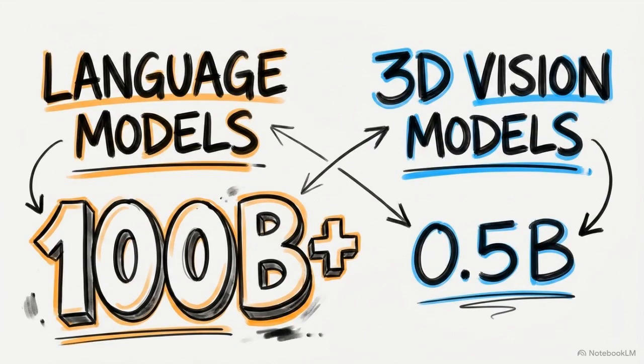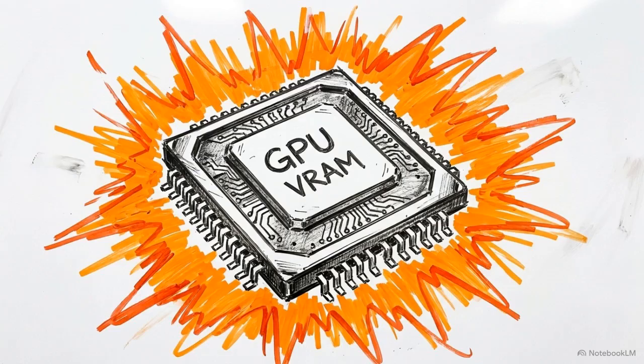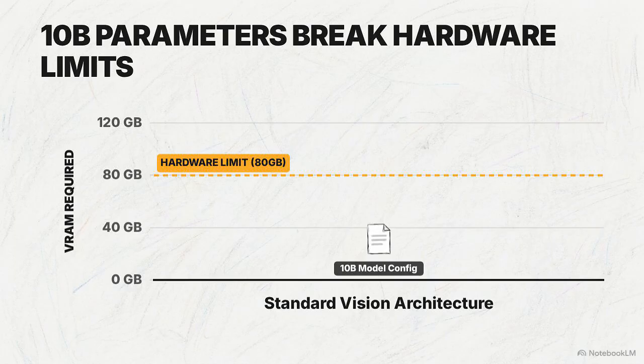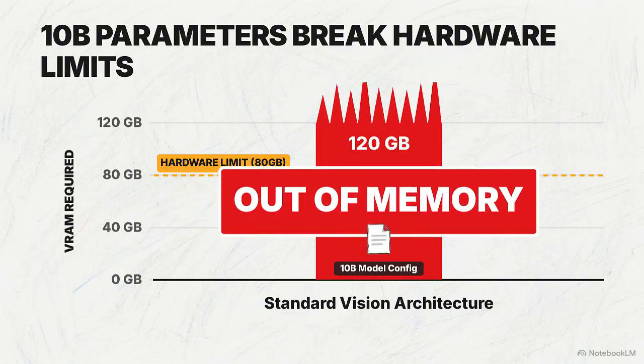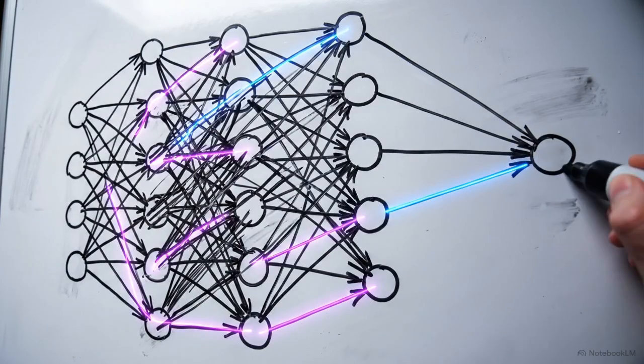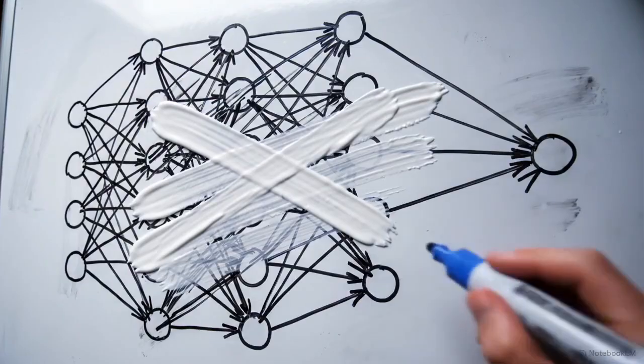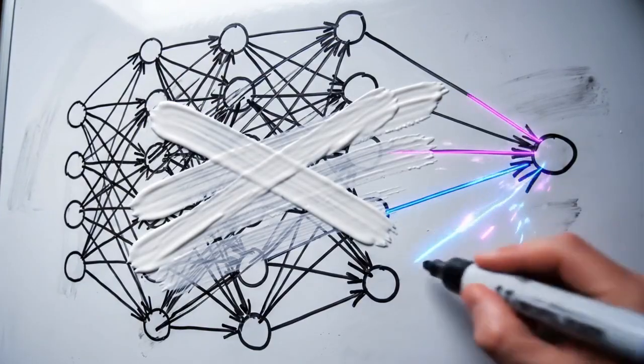We regularly see language models with tens or hundreds of billions of parameters. Why hasn't 3D vision scaled the same way? The bottleneck is memory. 3D dense prediction tasks consume catastrophic amounts of GPU VRAM. Pushing a standard vision architecture to 10 billion parameters simply exhausts available hardware memory before training even begins. To achieve language model scale in 3 dimensions, the research team had to completely tear down and rebuild the foundational vision transformer architecture.